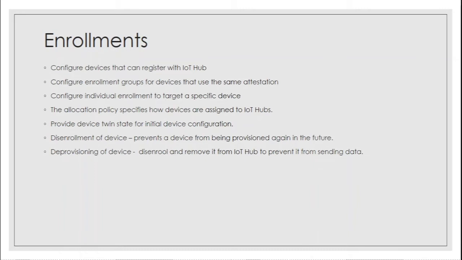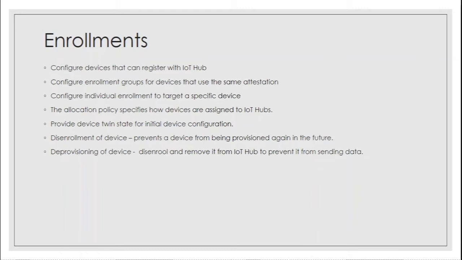Okay, and there will be two more terms in your exam which you need to have a clear picture on, that is disenrollment and deprovisioning. So as we discussed, enrollment is nothing but registering our device with an Azure IoT hub. So disenrollment is nothing but preventing a device from registering with our IoT hub in the future.